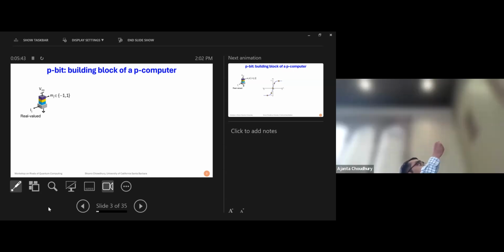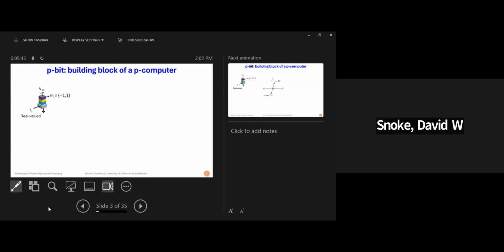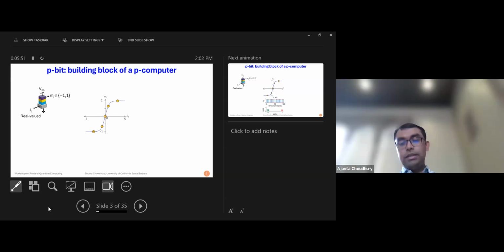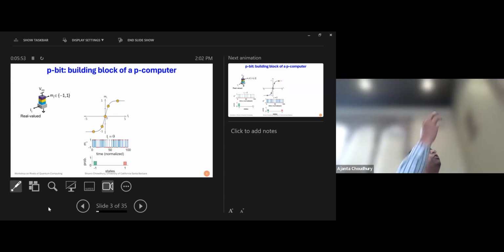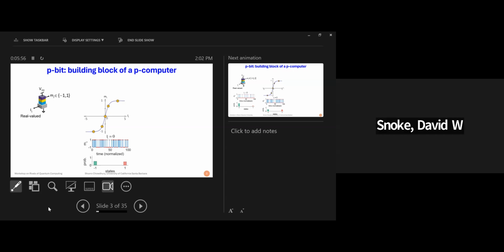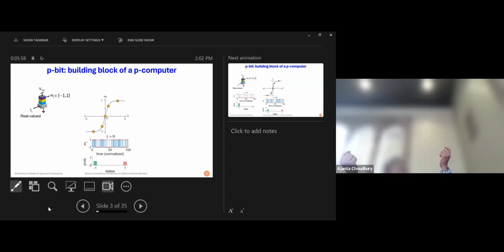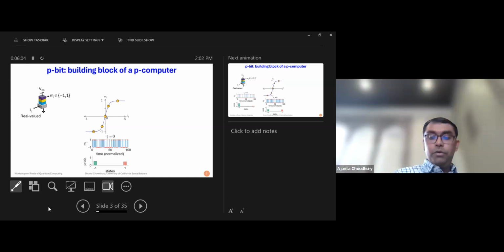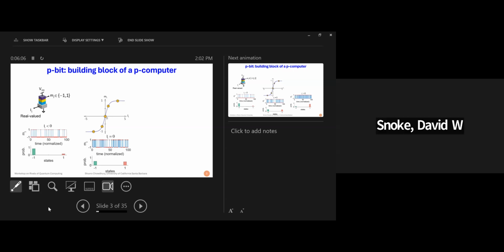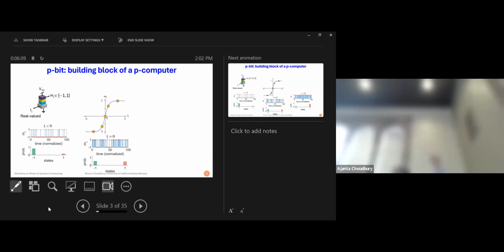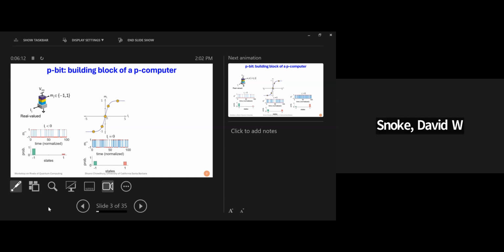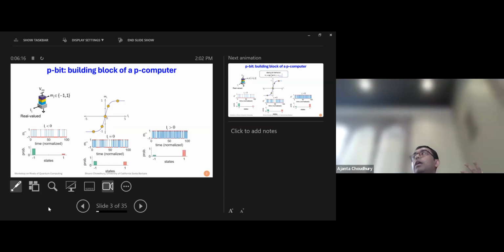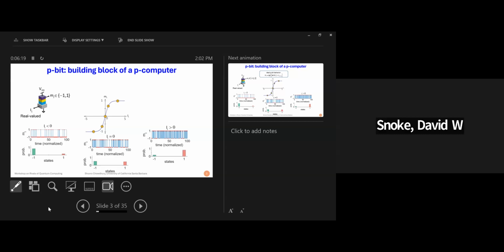So a p-bit has a real value input and two value output. And the expected input-output characteristic is like this. If you apply a zero input, then the two states, plus one and minus one, the p-bit will try to stay in these two states equally. Now, if you apply a moderately negative input to this input terminal, then the p-bit will spend most of its time in the minus one state, and occasionally it will visit the plus one state. And the opposite will be true if you apply a moderately large positive voltage.